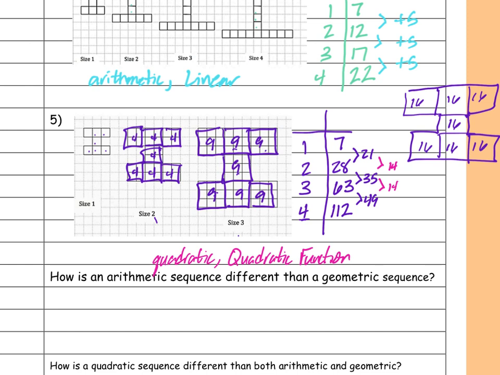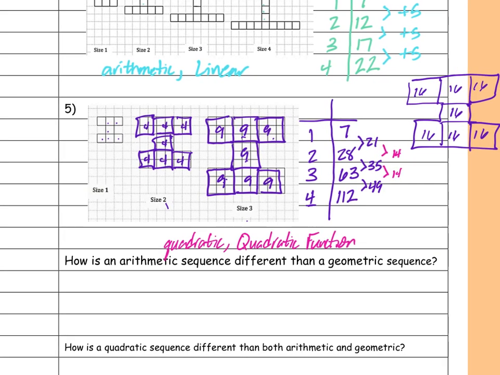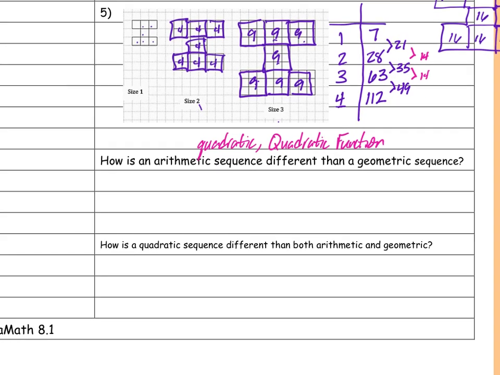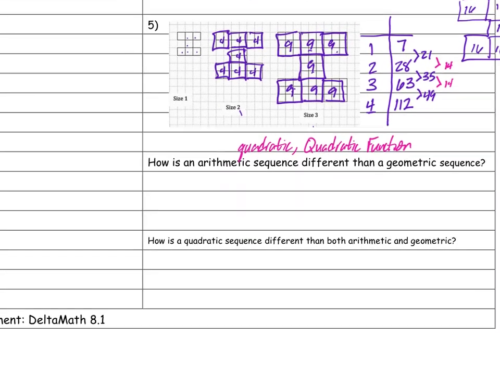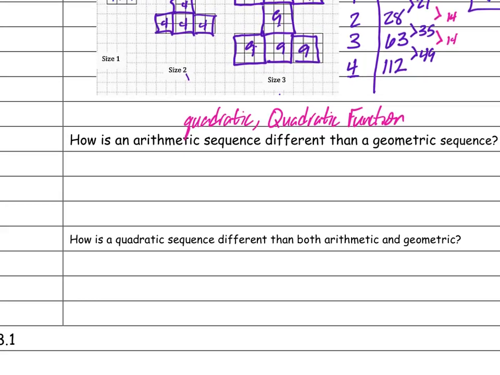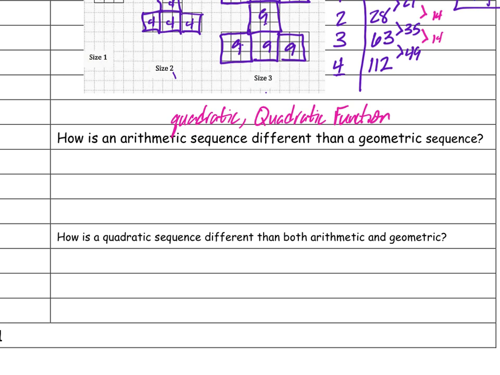So basically, this is what I'm going to tell you to do on your homework. You're going to get a whole bunch of tables. I want you to answer these two questions for yourselves, right? It's on Canvas. You're going to get 12 tables, and in those tables, they want you to tell them if they're arithmetic, geometric, or quadratic, okay? There's not going to be any that are neither. They're either going to be quadratic, linear, or exponential.